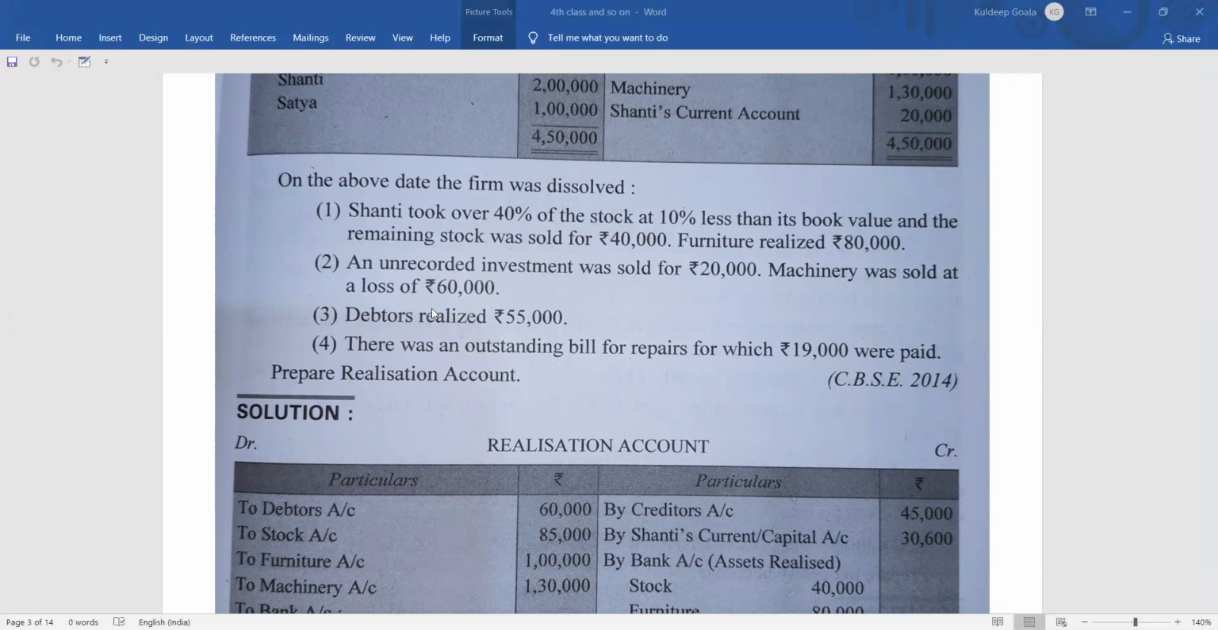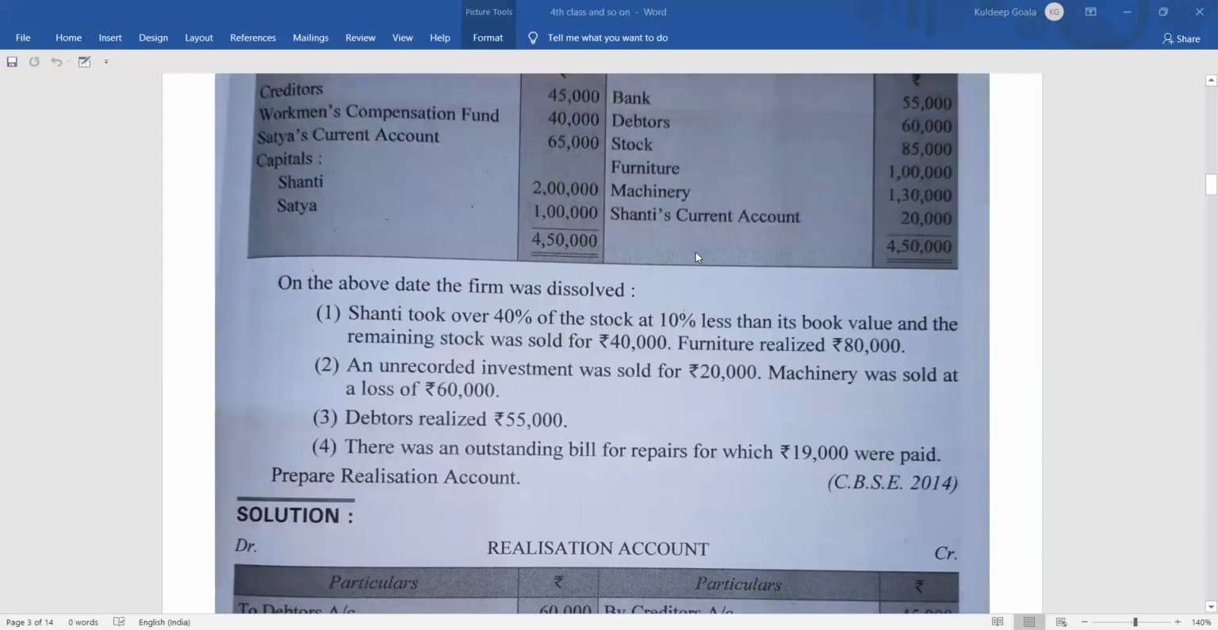And machinery was sold at a loss of 60,000. So let's see what was the machinery value. Machinery was 1,30,000 and the loss was 60,000. That means if the value is 1,30,000 and we are making a loss of 60,000, we are selling at 70,000, isn't it? So 1,30,000 minus the loss of 60,000, how much remains? 70,000, isn't it? Machinery was sold at 70,000.